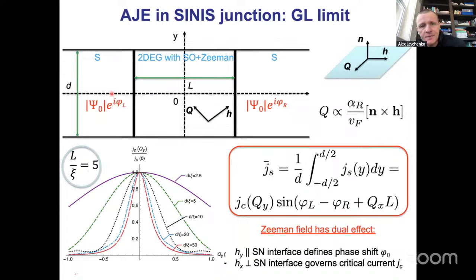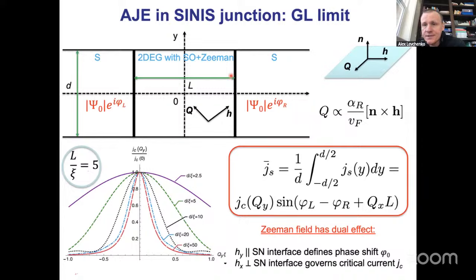So imagine that we will consider a Josephson junction of the type superconductor, normal metal, superconductor, but this normal metal will be a 2D electron system, so let's say 2DEG, with Rashba spin-orbit coupling and magnetic field applied in the plane of the junction. And so the direction of the magnetic field can take some particular angle with respect to the boundary of the device.